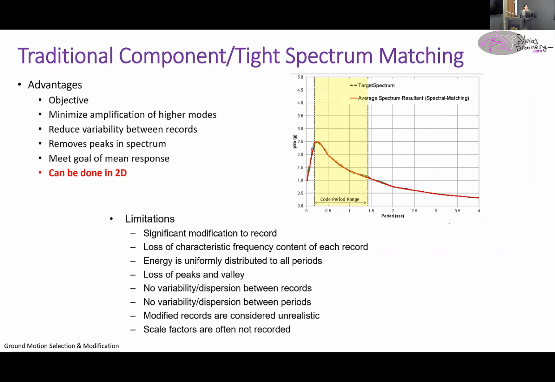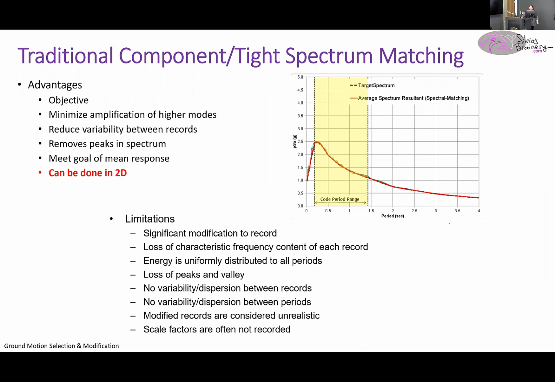The other end of the extreme is the traditional component tight spectral matching, as you can see here, even the one with 0 sigma, let's say. Every spectrum resultant is right on your design spectrum. This is nice because it's objective. Anybody's going to give you exactly the same results. There isn't any sort of controlling and decisions to be made. It minimizes the amplification of higher modes. I'm going to argue that it actually brings up higher modes in some of the records too, though, right? You're not bumping it up, but you're also not bringing it down. It reduces the variability, which is an advantage. It removes these peaks and valleys in the spectrum, and it meets the building code.